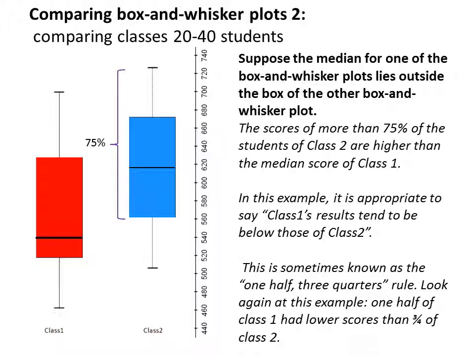This is sometimes known as the 1/2 3/4 rule. Look again at this example. 1/2 of Class 1 had lower scores than 3/4 of Class 2.